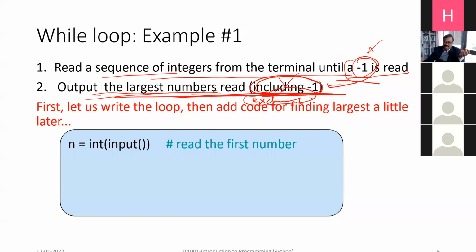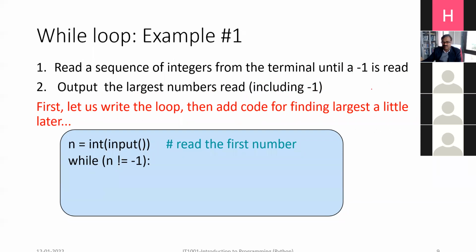So including and excluding will be two different scenarios, where in one case I also compare this -1 with the current max, and in the other case I ignore this comparison, because this -1 is just for termination, just for stopping. So I am going to take this input number, read the first number, and now I apply this while loop, let's say if we use this including, right? So this is interesting to know. I'll go with this.